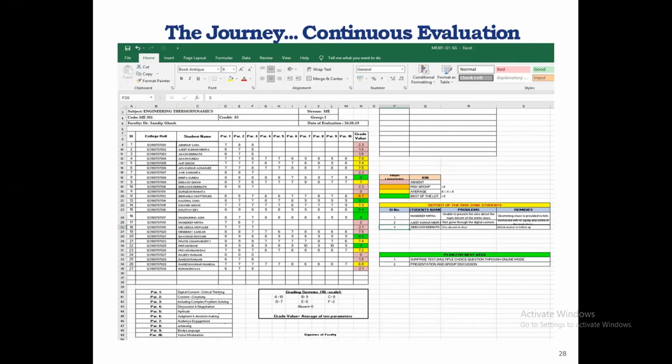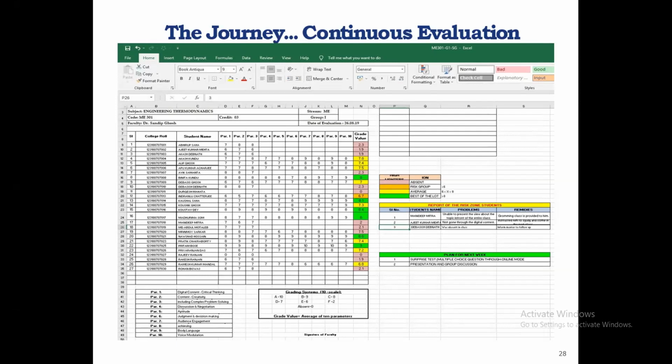All these things are judged as per the flip learning format. And your voice modulation also is judged. As you can see, parameter 10 is the voice modulation. Based on all these parameters, we provide numbers to students, and accordingly they get a grade value. And from that, we try to find out which student is really lacking.